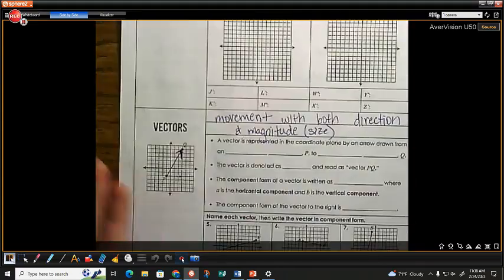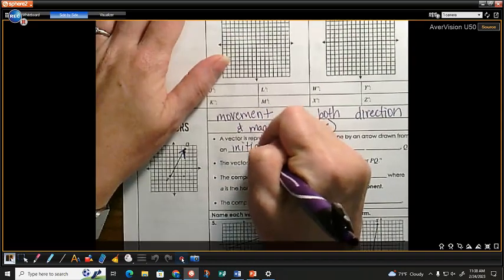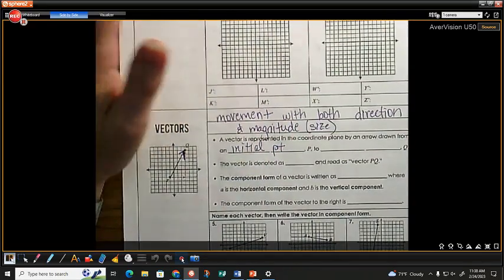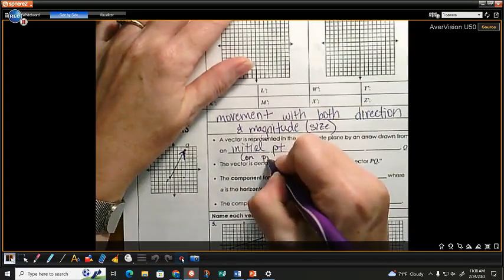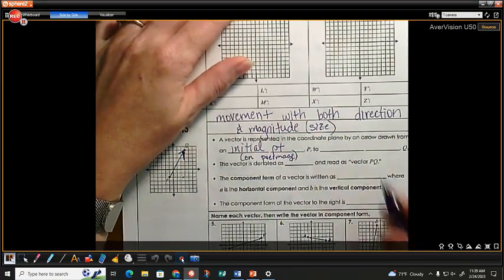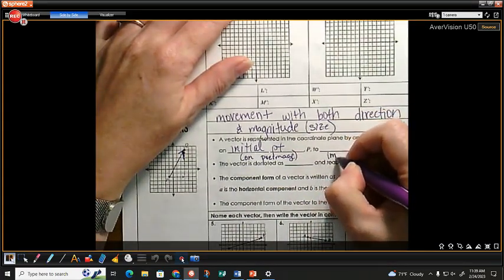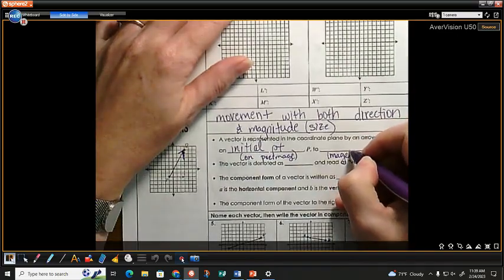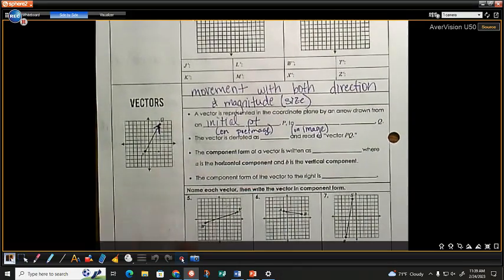Okay? So it's drawn from an initial point, and your initial point is always going to be on your pre-image. And then you're going to go to an end point on your image, but we're not going to call it end point because that's too boring. So instead of end point, we need something snappier for the ending point. Final point. Final point is good.